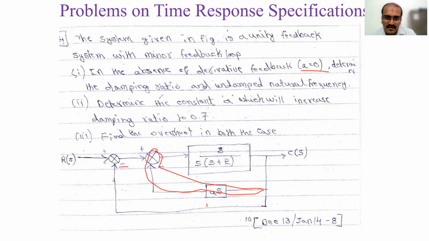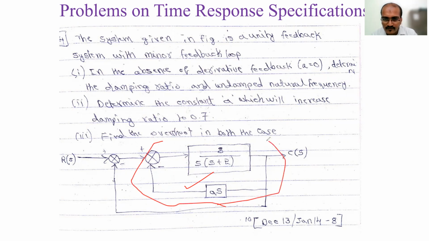Second part: determine the constant A which will increase the damping ratio to 0.7. In the second part, zeta value they have given, but A you have to consider. Whatever I removed now, I need to consider now. So how will you solve? You have to use block diagram reduction techniques. First you have to solve for the minor feedback loop.